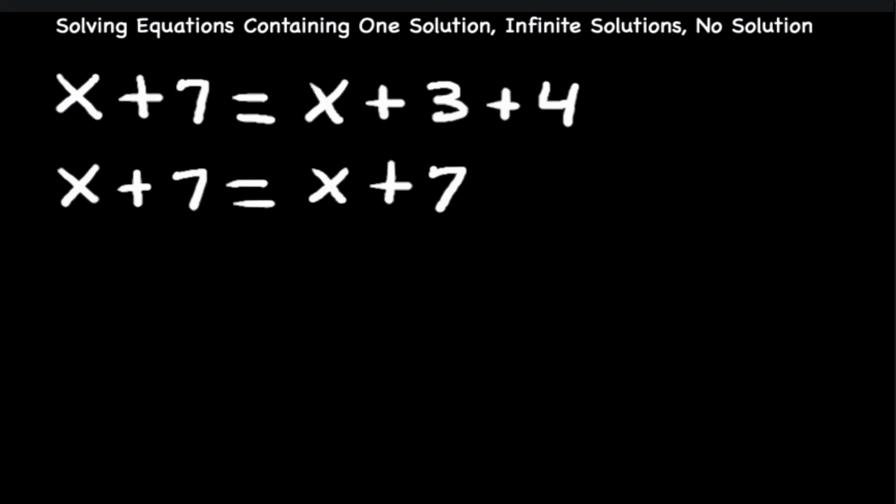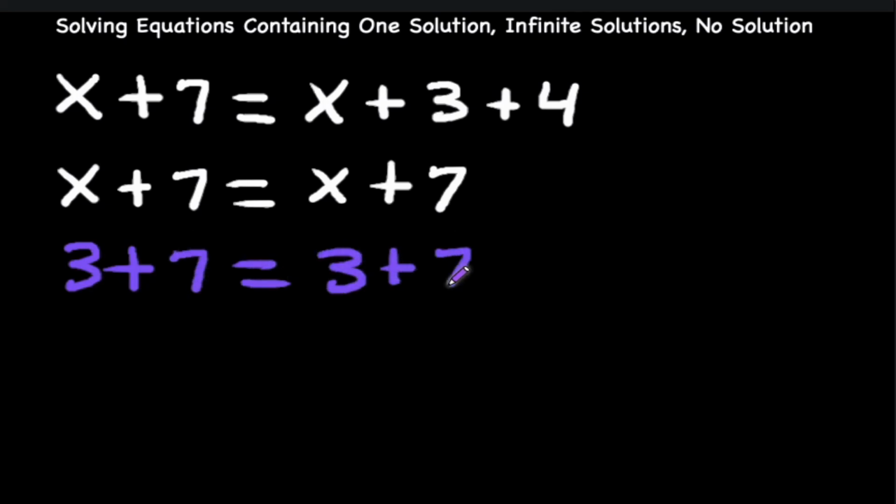So no matter what number you substitute for this variable x, the equation will always be true. So let's say that you needed to substitute this x for 3. So that'll look like this: 3 plus 7 equals 3 plus 7, right? So that's 10 equals 10. So like I said, this solution will always be true no matter what number you substitute in for x.